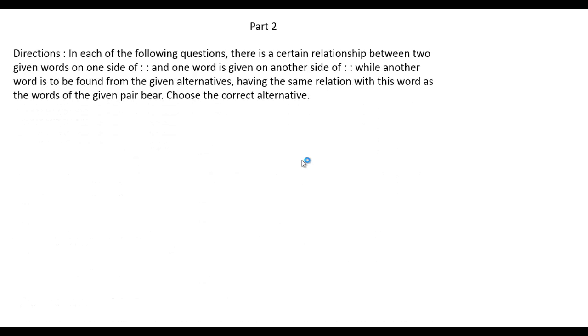In the test of reasoning part 2 session, we will see the exercises on analogy. Here is the first question on the screen. The directions are given that in each of the following questions, there is a certain relationship between two given words.